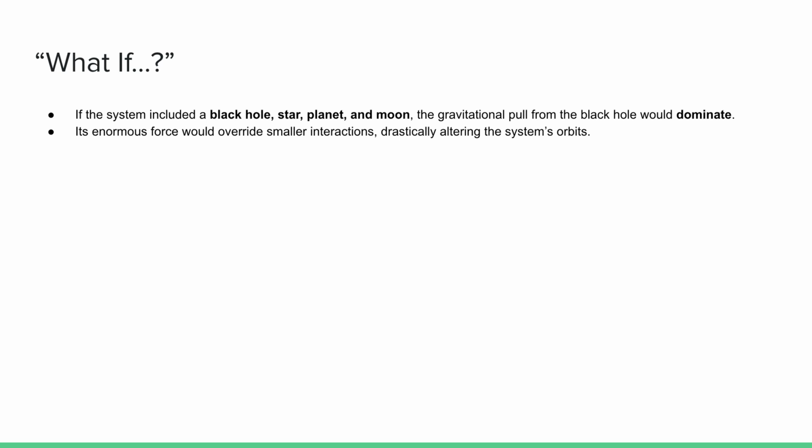To answer what if the system included a black hole, star, planet, and moon: the gravitational pull from the black hole would dominate. In that complete 4-body model, its influence would be the strongest, requiring much smaller time steps and more precise calculations to predict accurately. In summary, this lab demonstrated how computational physics connects Newtonian mechanics to real orbital motion.